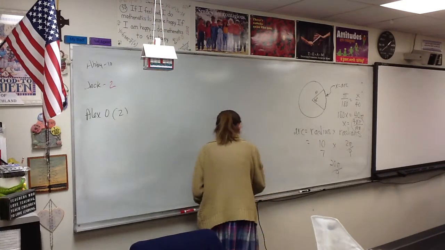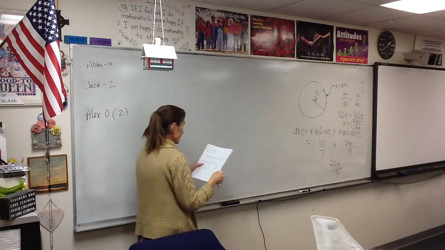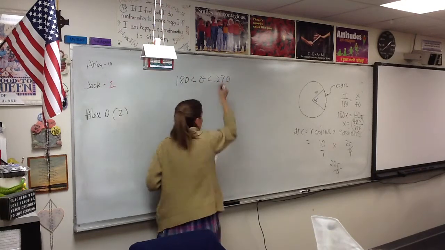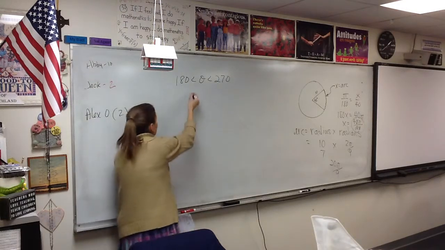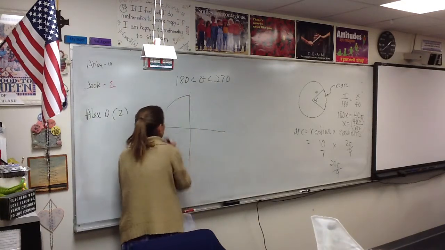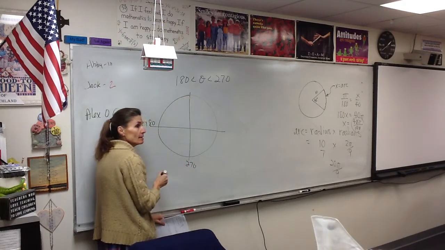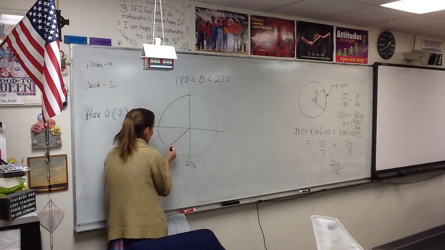Okay, let's look at the next one. What does this 180 to 270 thing mean? It's between 180 and 270. So think about your circle. Here's 180 and here's 270. Just put it in the third quadrant. So it's in the third quadrant.